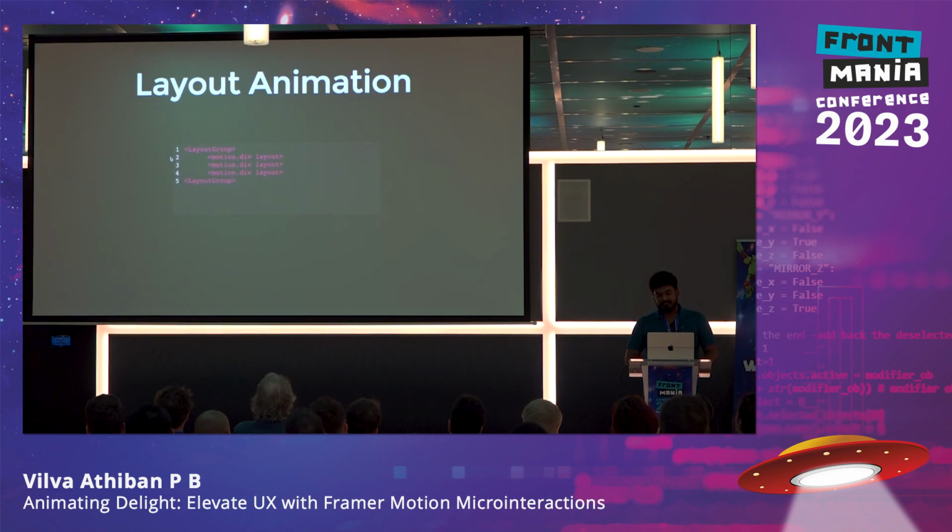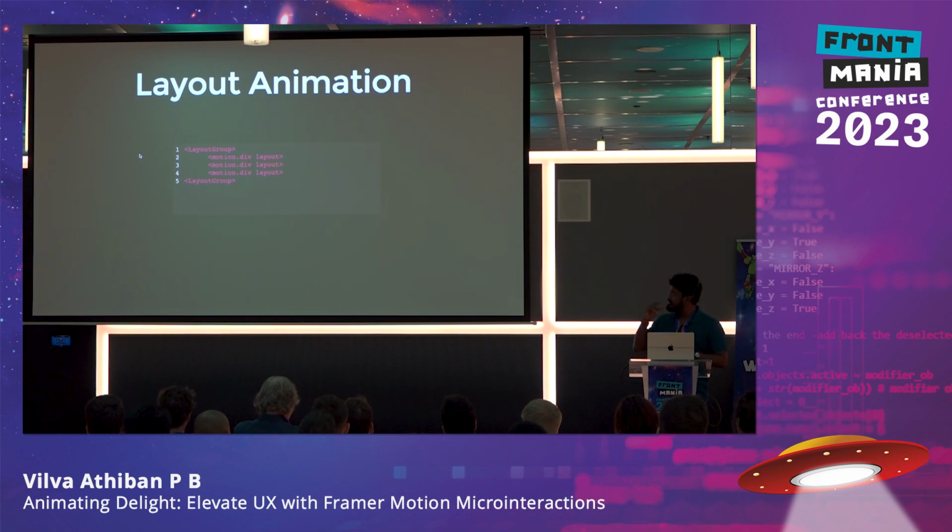Next thing is layout animation. Until now, we saw individual components being animated. But we sometimes have need for animating the entire layout, right? Like say we remove one object, we want the entire layout to just readjust itself and fill in the space. But this is very easy to do with Framer Motion.